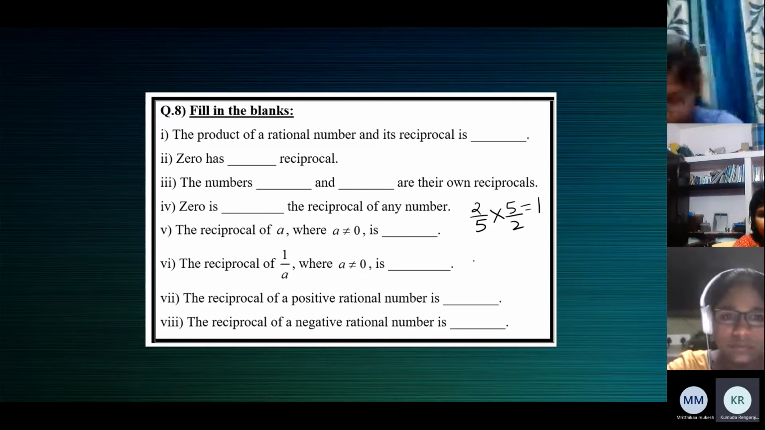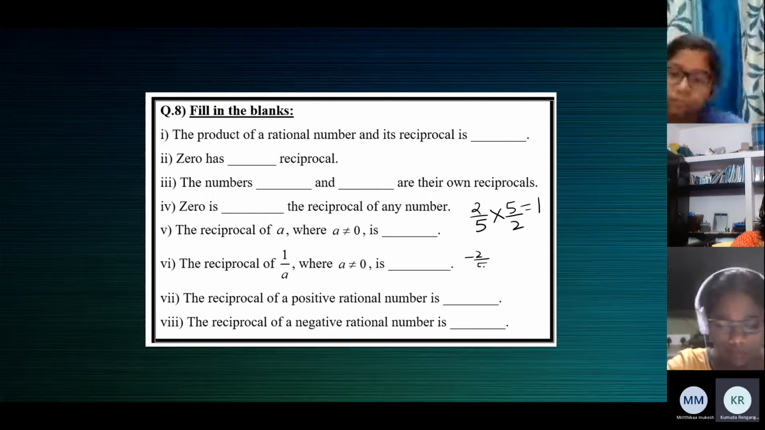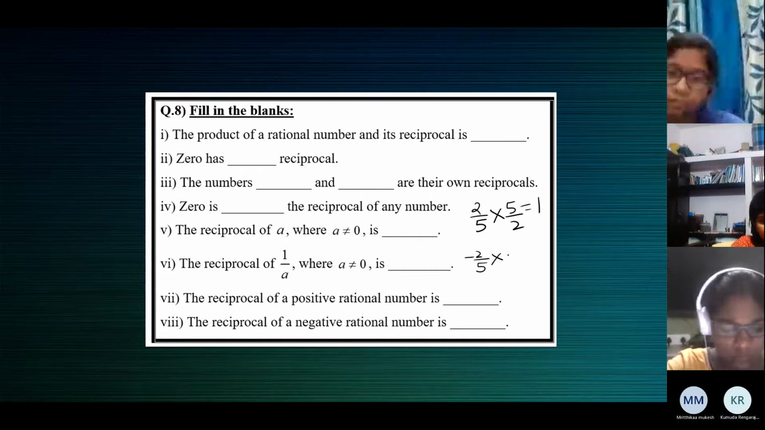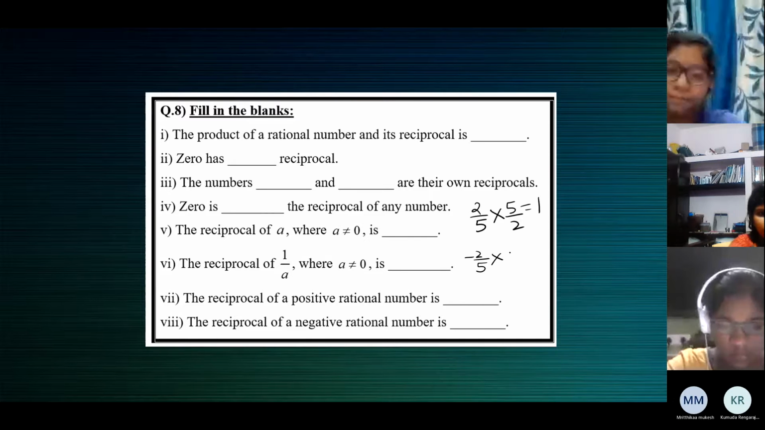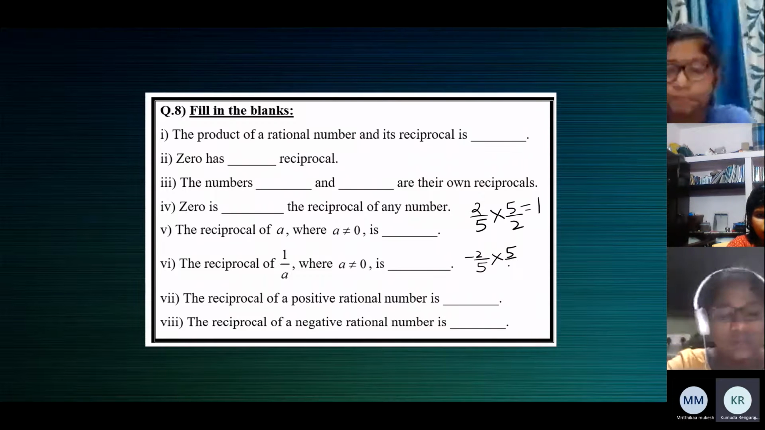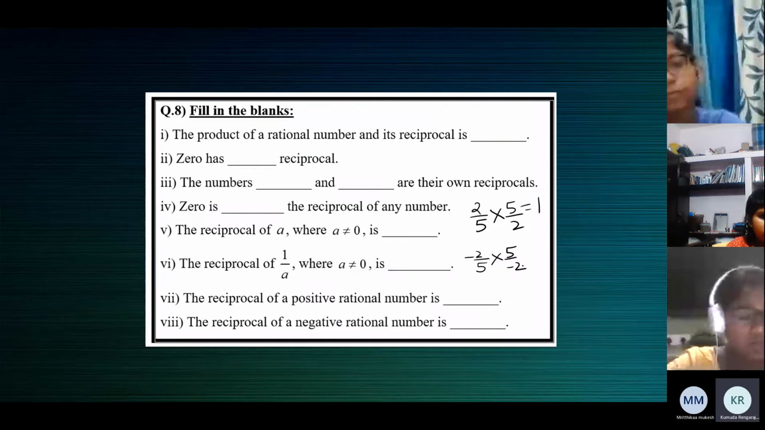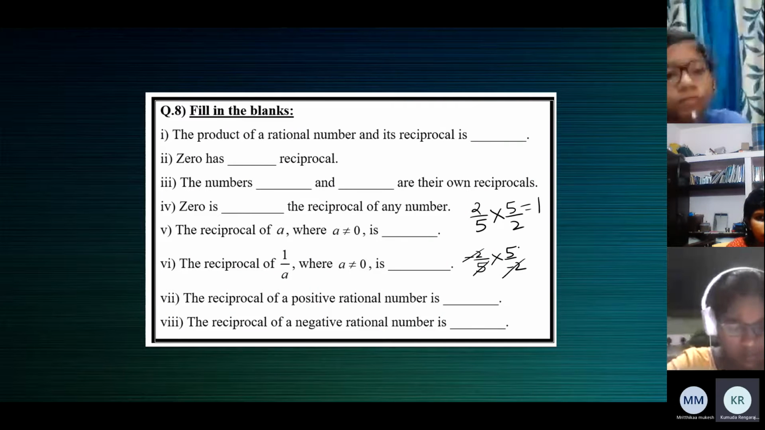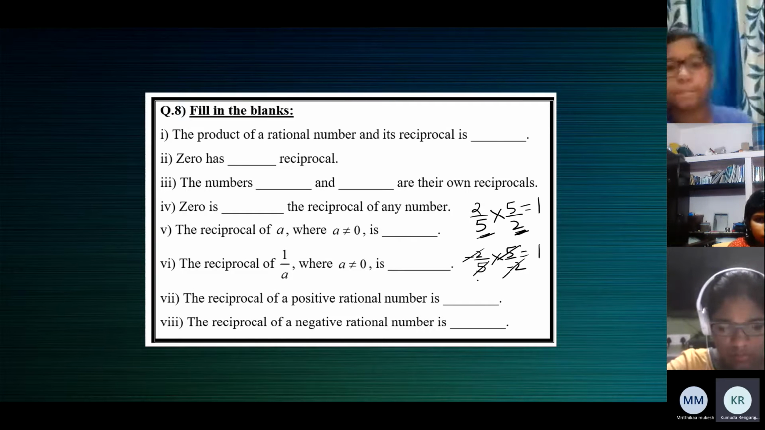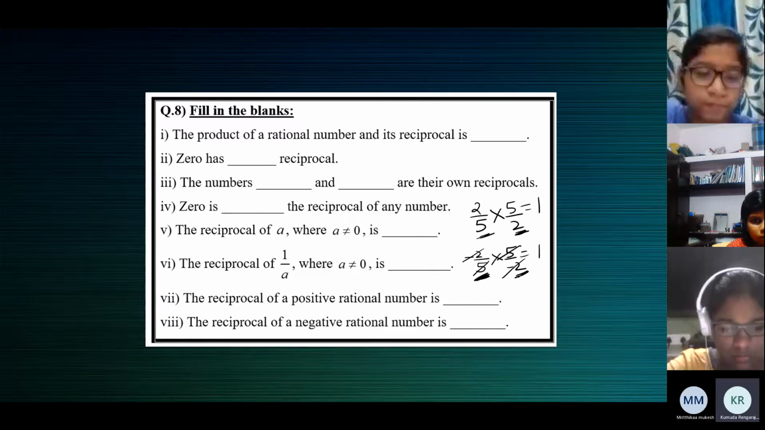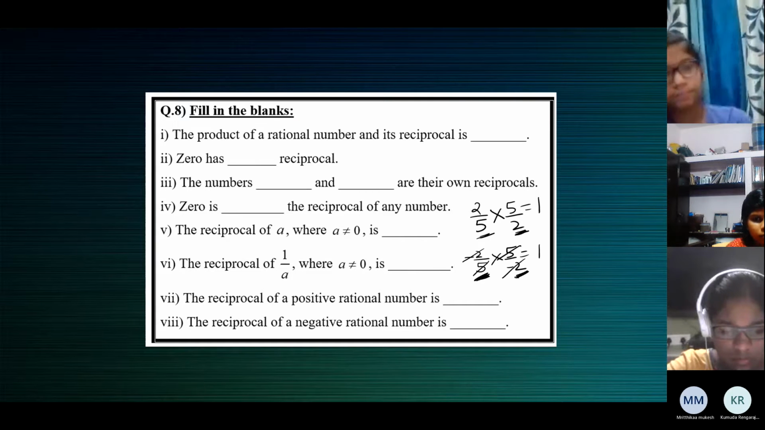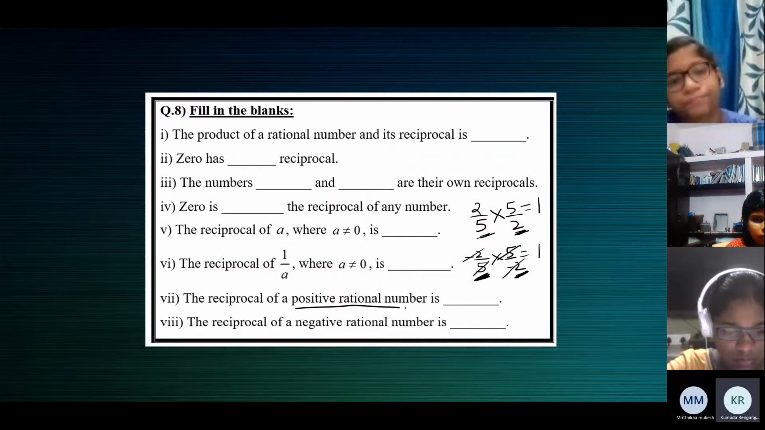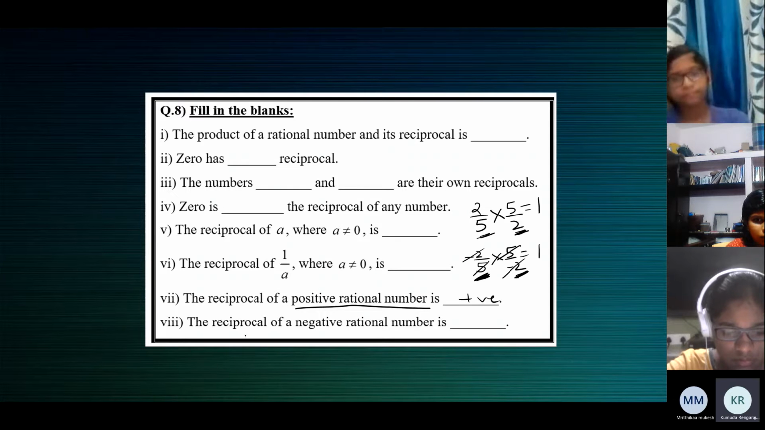Now, supposing you take a negative rational number, minus 2 by 5. What is its reciprocal? You write minus 5 by 2 or 5 by minus 2. Both are the same. Minus 2 cancels, 5 cancels, the product is 1. So when the rational number is positive, its reciprocal is also positive. When it is negative, its reciprocal is also negative.